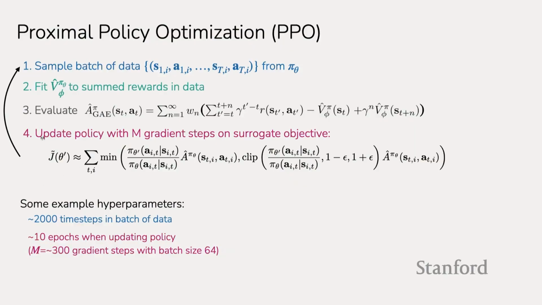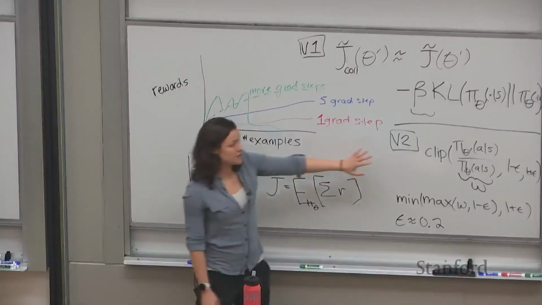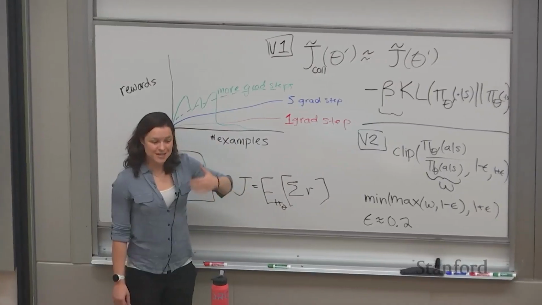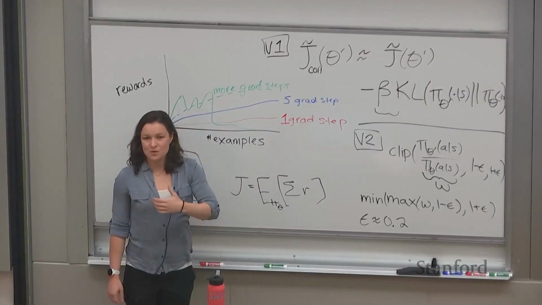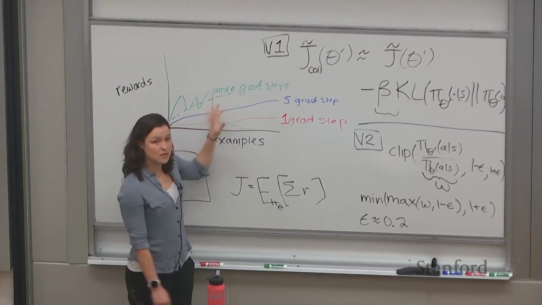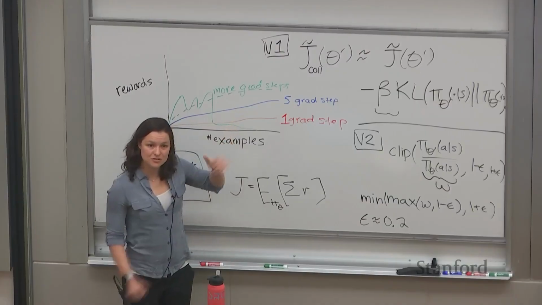When you update the policy on step 4, a common hyperparameter is something around 10 epochs on the data set that was collected in step 1. And so if your batch size is 64, this might be around 300 gradient steps. And this means that in comparison to before, because we introduced this clipping, we're actually able to take 300 gradient steps without having really unstable improvement. So that's good.